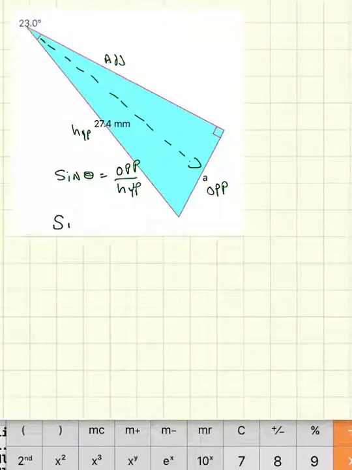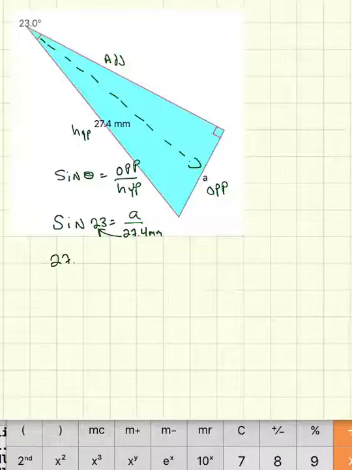So sine of 23 is the opposite side. That's our A, our unknown, over our hypotenuse, which is 27.4 millimeters. And to get my A alone, I'm going to cross multiply the 27.4. So I have 27.4 times sine of 23 is A.